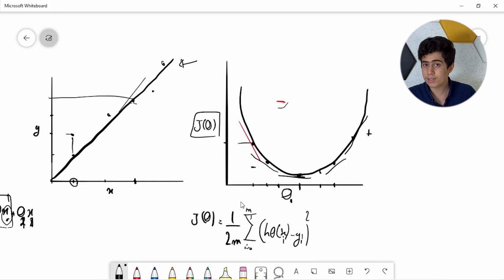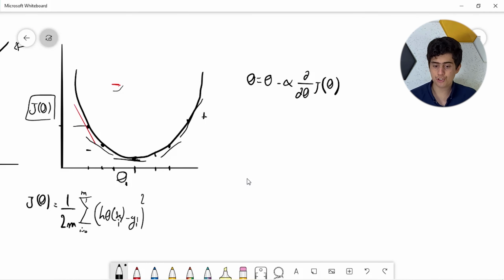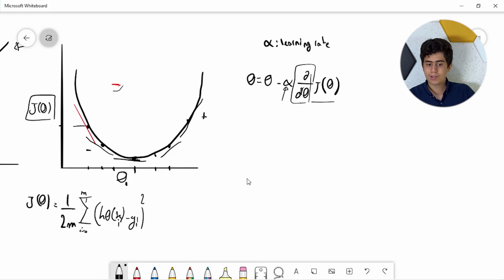So let me write the gradient descent algorithm for you so that it makes a lot more sense. This is the general form for the gradient descent algorithm. As you can see, this is referring to our cost function. This part is referring to the partial derivative with respect to theta at a certain point, and this is a value we call the learning rate. So alpha is basically the learning rate. All right, let me choose some random numbers for this graph to show you what the gradient descent algorithm will do.